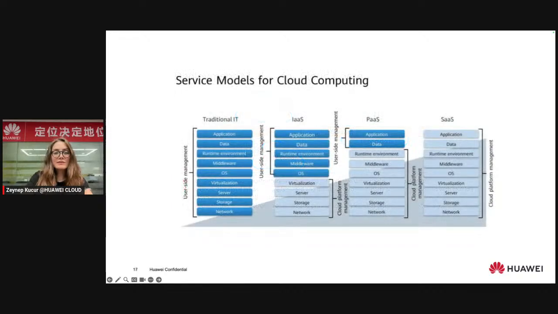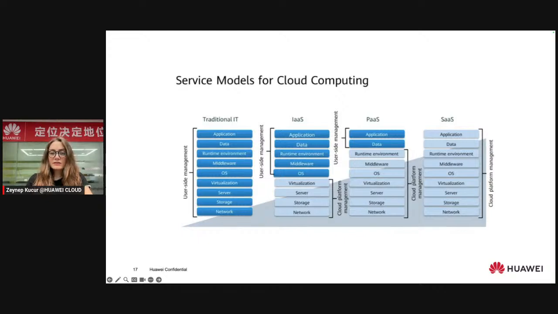Let's continue with service models for cloud computing. Here we see traditional IT, infrastructure as a service, platform as a service, and software as a service. In the traditional IT architecture, users need to purchase all the hardware and software devices by themselves. Therefore, they need to manage all the hardware and software devices by themselves.